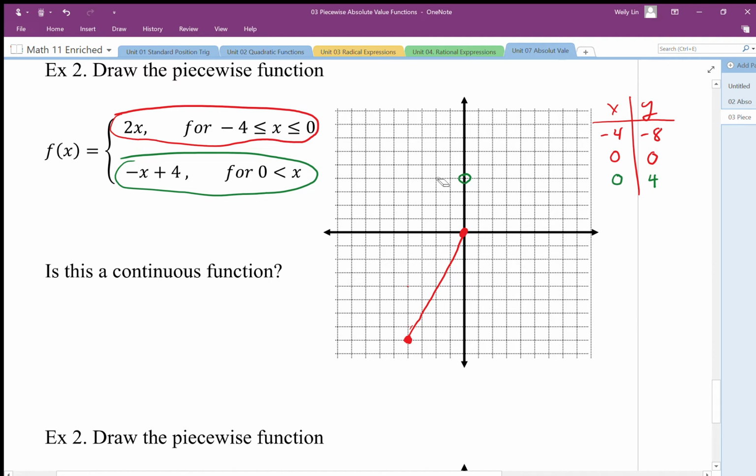Okay? If we have overlapping parts, then it does not pass our function test. And I'm just going to draw out a couple coordinates here. So 4 is going to be 0. And so this is a linear function with slope -1. It's going to look like that.